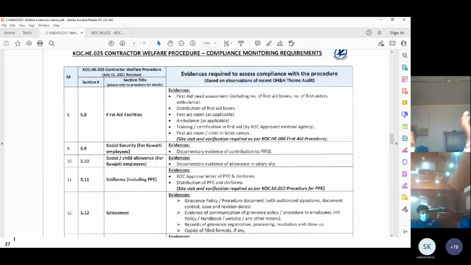Social security for the Kuwaiti employees and social allowance for the Kuwaiti employees, how it is being handled. The PPE, whether it is approved by the KOC controlling team, how it is being given. Sometimes when we go to the inspections and rig sites, poor PPE is being used, when the employee says it has not been given for the last 2 years, sir. So during the interview, that means it's a failure of your whole welfare process.